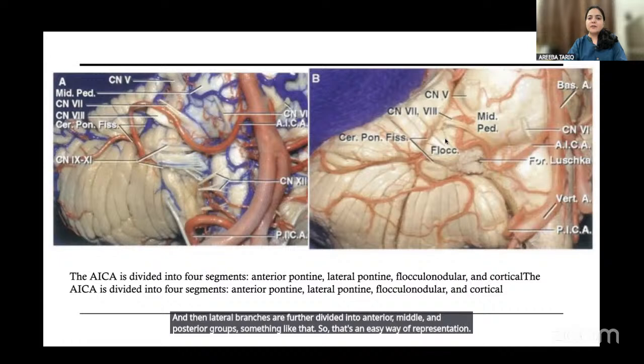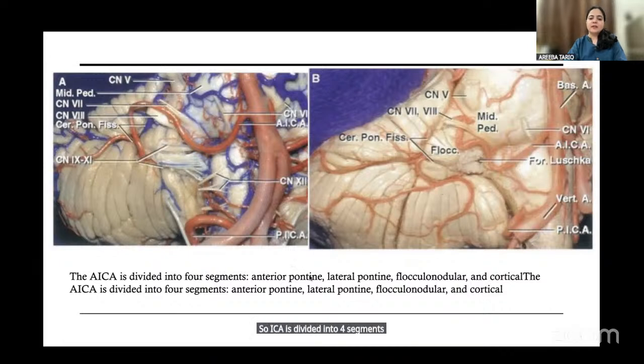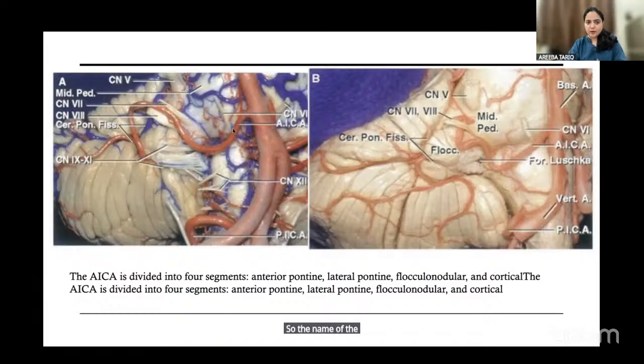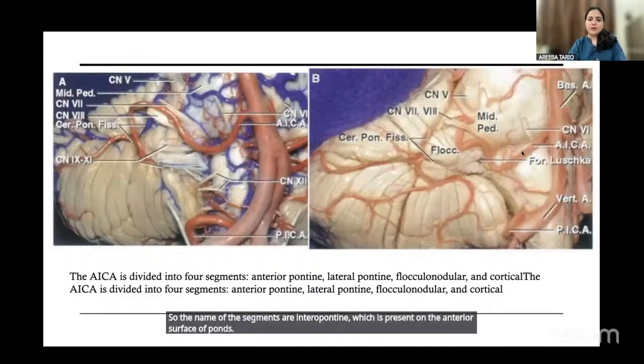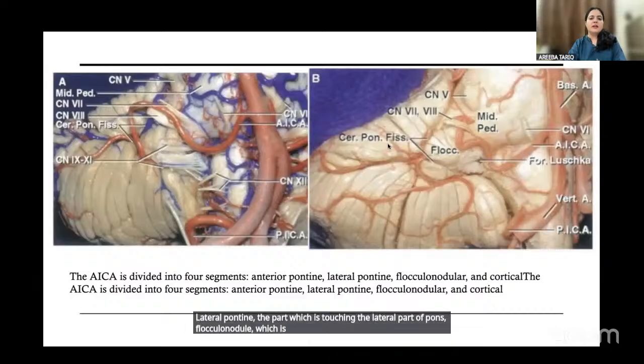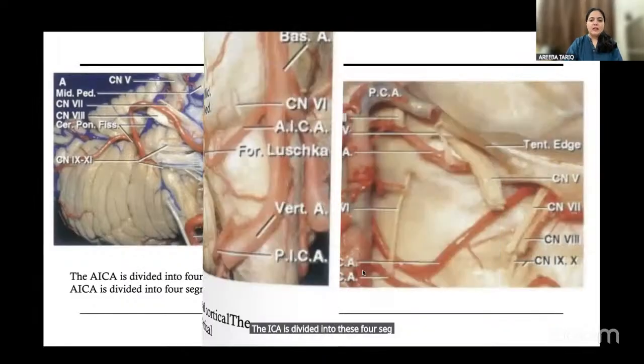So the ICA is divided into 4 segments. Again, anterior pontine, lateral pontine, because the ICA is associated with the pons. So the names of the segments are anterior pontine, which is present on the anterior surface of the pons; lateral pontine, the part which is touching the lateral part of the pons; flocculonodular, which is near the flocculus; and cortical, which is supplying the cortex. What cortex? Cerebellar cortex. Which part? Petrosal part. The ICA is divided into these 4 segments.